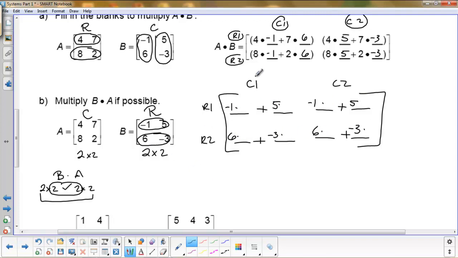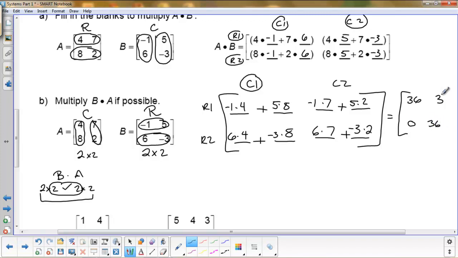Now we're switching from rows to columns, so we're switching from B back to A. Column 1 is 4 and 8. Column 2 is 7 and 2. I'm going to simplify all of that down, and that's going to give me the solution matrix of 36, 3, 0, and 36.